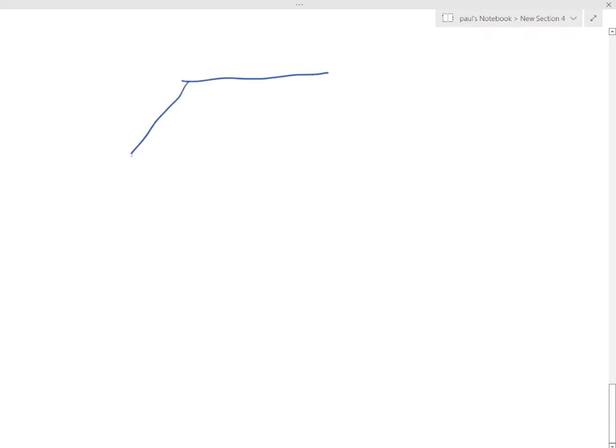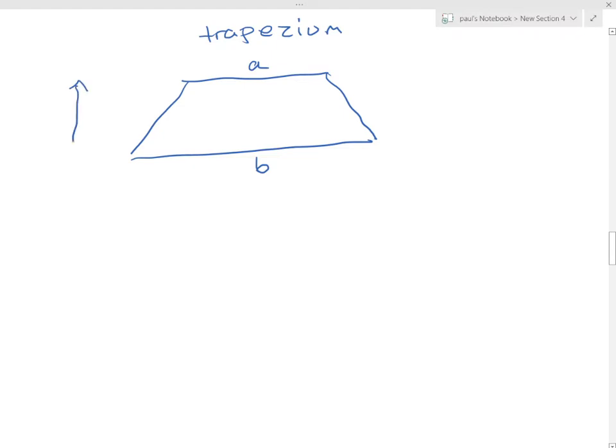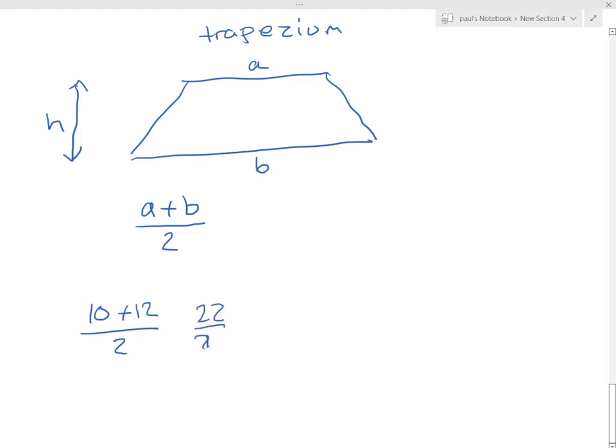Now this shape here is a trapezium. And there's a formula for working out the area of a trapezium. So I'll call that A, I'll call that B, and the vertical height again is this, H. So the formula is A plus B. So you add the top and the bottom together, and to find the average length between the two, you divide it by 2. Just like if you have 10 plus 12 divided by 2, you'd have 22 divided by 2 and equal to 11. So halfway between 10 and 12 is 11.